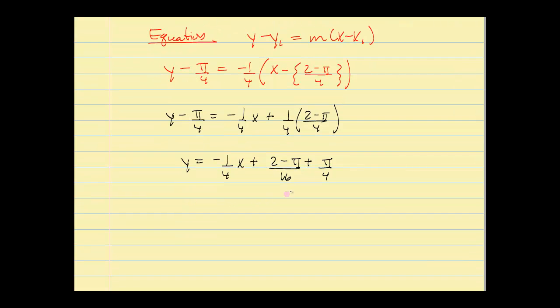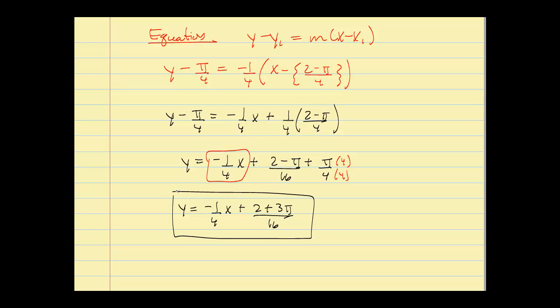And we could find a common denominator here by multiplying top and bottom by 4. And I'm not going to worry about a common denominator with this point because it's a separate slope. I'm not going to want to combine them anyway. So I have y equals negative 1/4 x plus, this is going to be 2 minus pi plus 4 pi is 2 plus 3 pi over 16. So negative 1/4 is my slope. This is my y-intercept, 2 plus 3 pi over 16. So that's the slope of my tangent line.